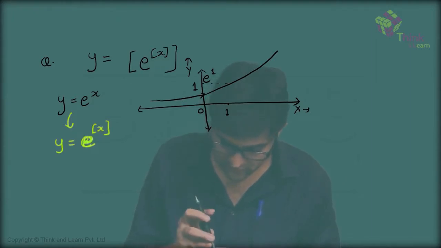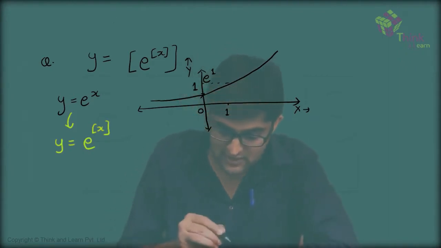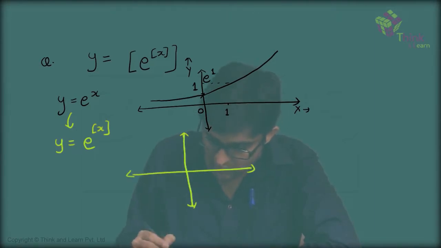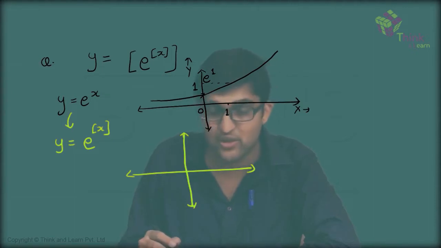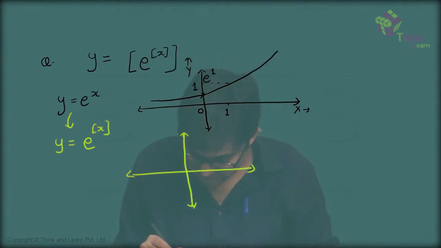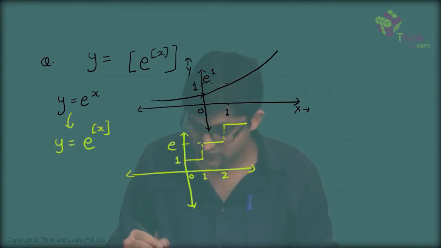When you do the transformation of greatest integer of x, you know already what happens. The function will become a step function. That is, for all the values between 0 to 1, you will take the value corresponding to 0. For all the values from 1 to 2, you will take the value corresponding to 1. So your figure will be something like this. This will be your curve.